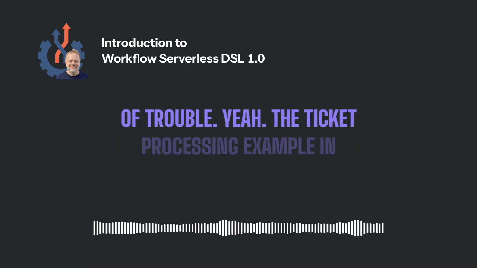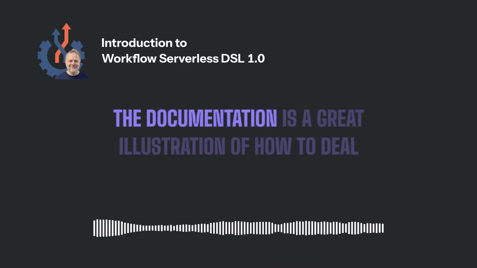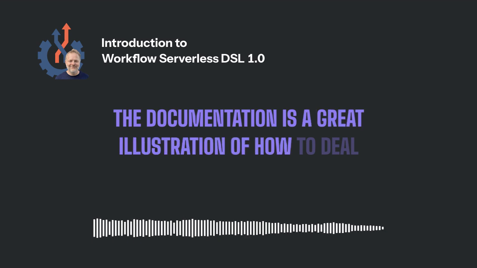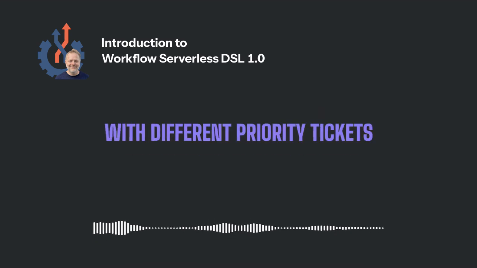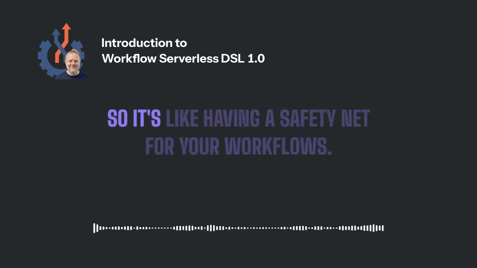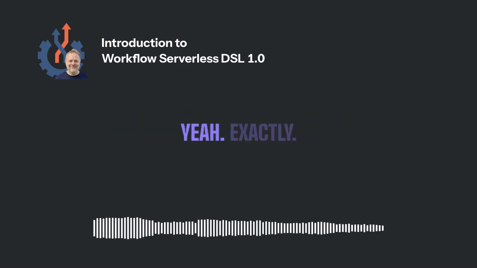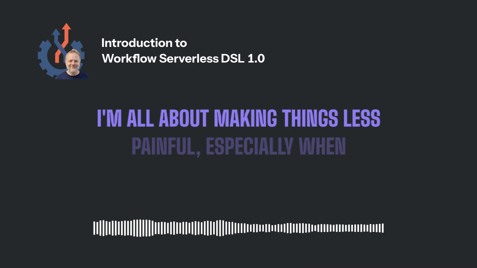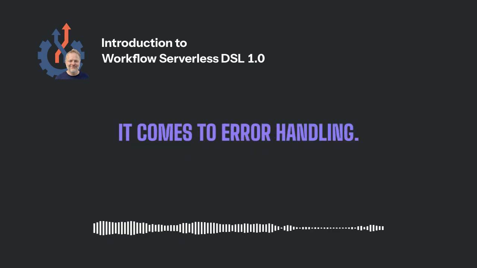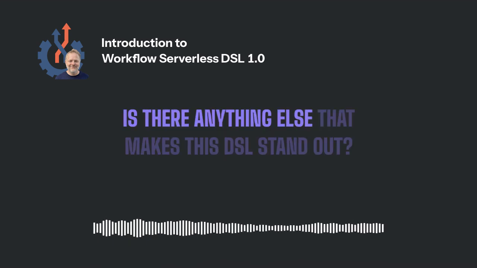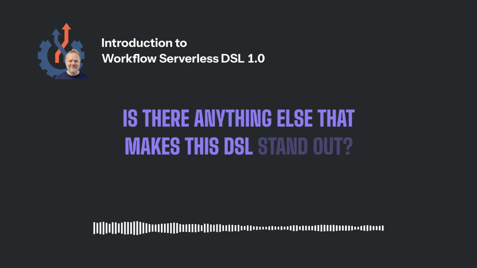The ticket processing example in the documentation is a great illustration of how to deal with different priority tickets, even when errors occur. So it's like having a safety net for your workflows. Yeah, exactly. I'm all about making things less painful, especially when it comes to error handling. Absolutely. Is there anything else that makes this DSL stand out?